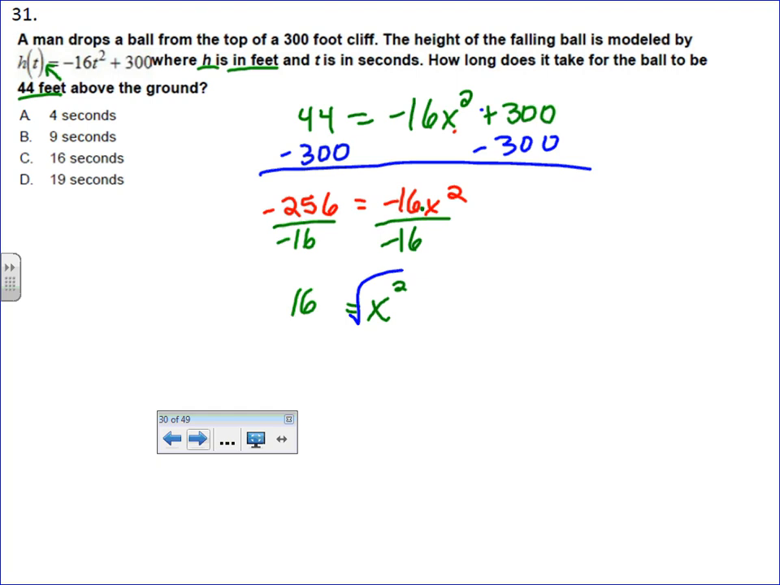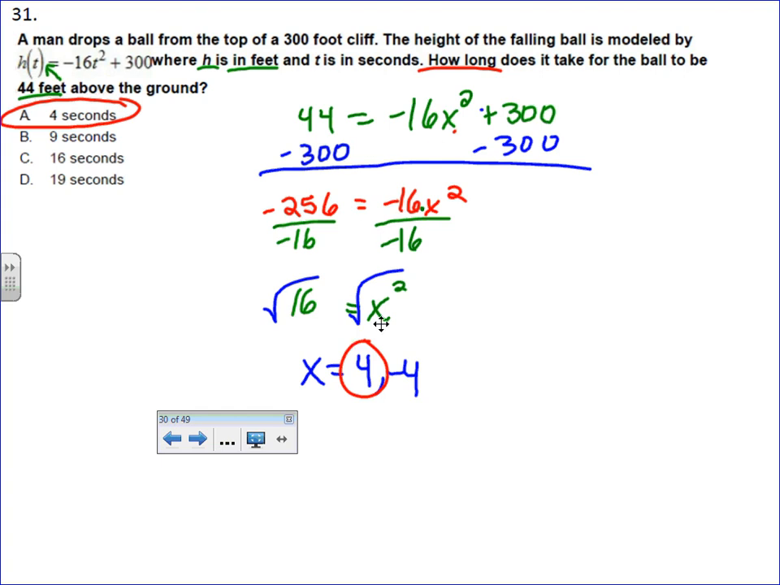How do you undo a square? Square root. So x equals 4 and negative 4. But when we're talking about how long, how many seconds, I only want the positive answer, which is A. This is one of the newer standards that they added. It's called solving quadratics by square roots, and that's why I selected it.